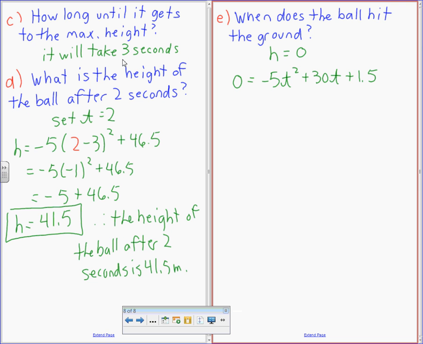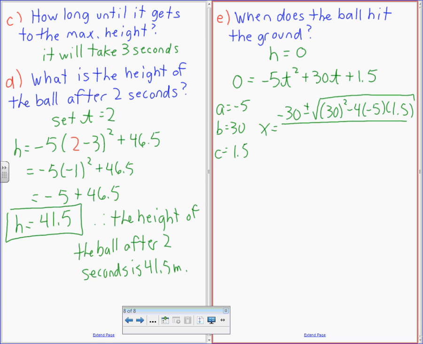Okay, Desiree, can you give me the first step? Give me the quadratic formula, please. So A is negative 5, B is 30. x equals negative 30 plus or minus the square root of 30 squared minus 4 bracket negative 5 bracket 1.5, all over 2 bracket 1. Excellent, very good.